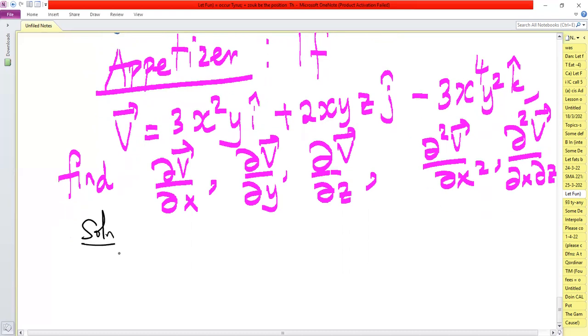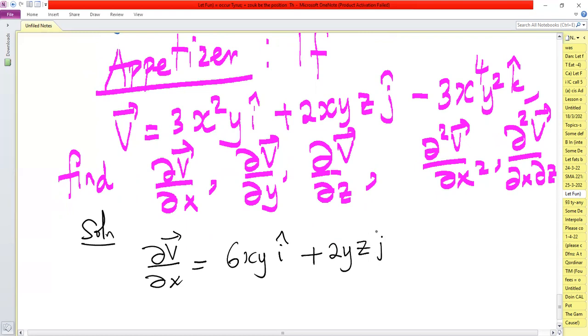First part, partial v partial x. This will give us 6xy i. This will give us 2yz j. And here we get negative 4 by 3 is 12, x power 3, y squared, k. So that defines partial v partial x.